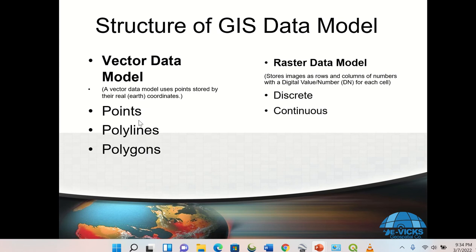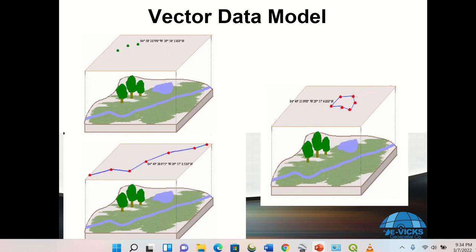We have two GIS data models: the vector data model and the raster data model. Under the vector data model, we have points, polyline, and polygon. And under the raster data model, we have discrete and continuous. In the vector data model, we have points. A point shows the unique location of a particular place.